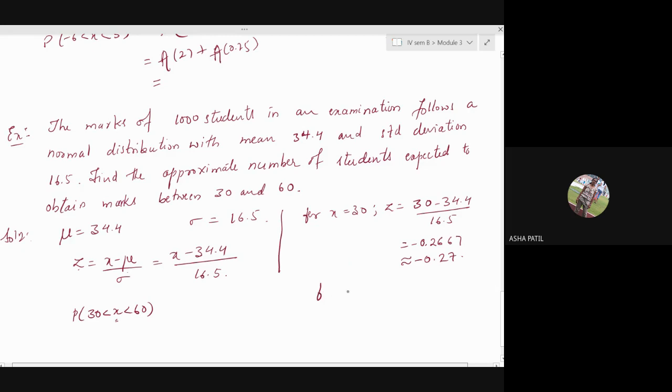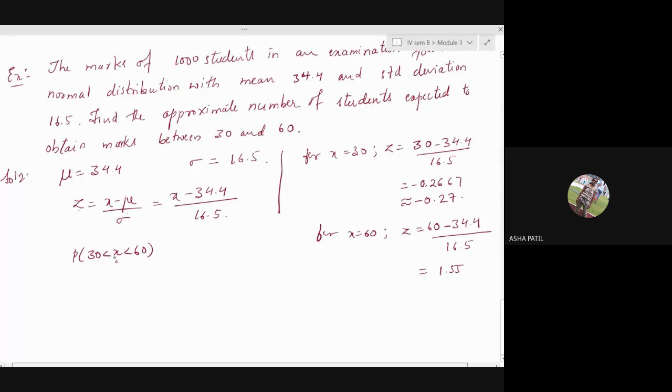Further, for x is equal to 60. So that is 60 minus 34.4 divided by 16.5. What's the answer? 1.55. Okay, this value should be seen. Now we write probability that 30 less than x less than 60 means it is probability that minus 0.27 less than z less than 1.55.